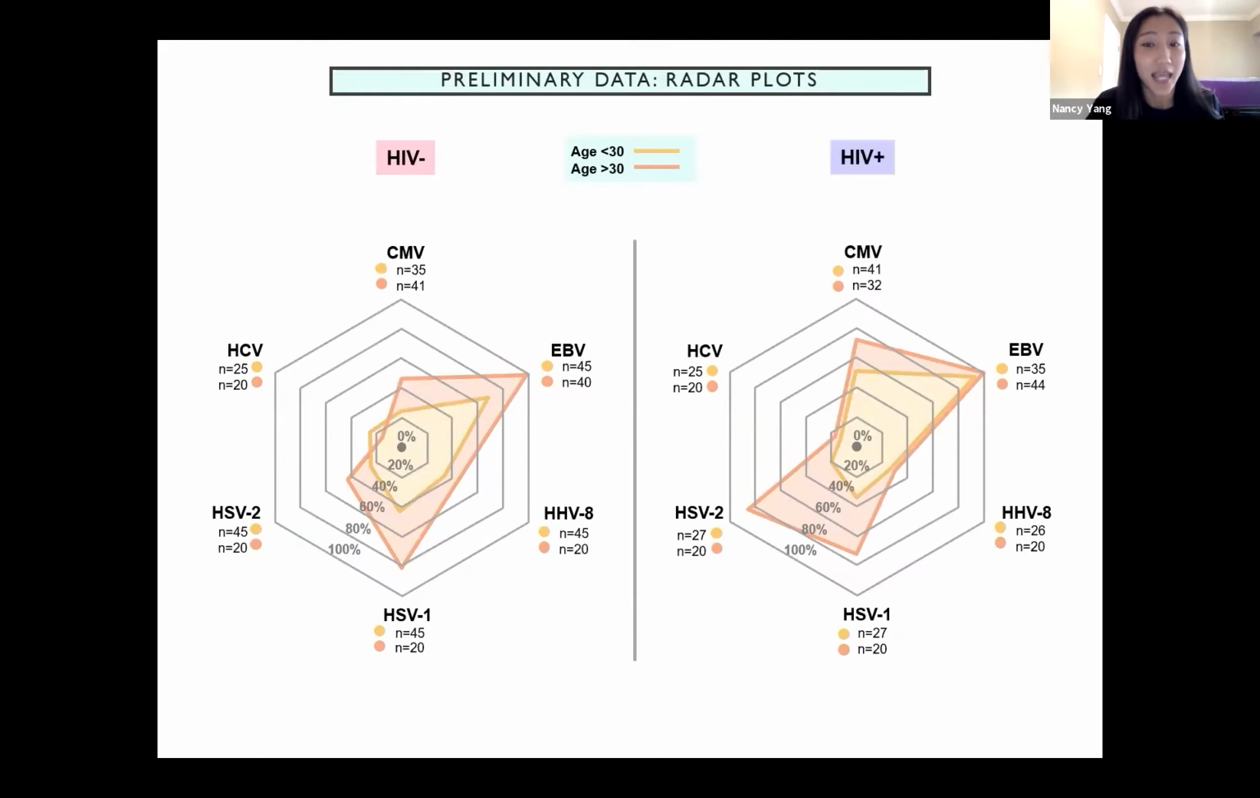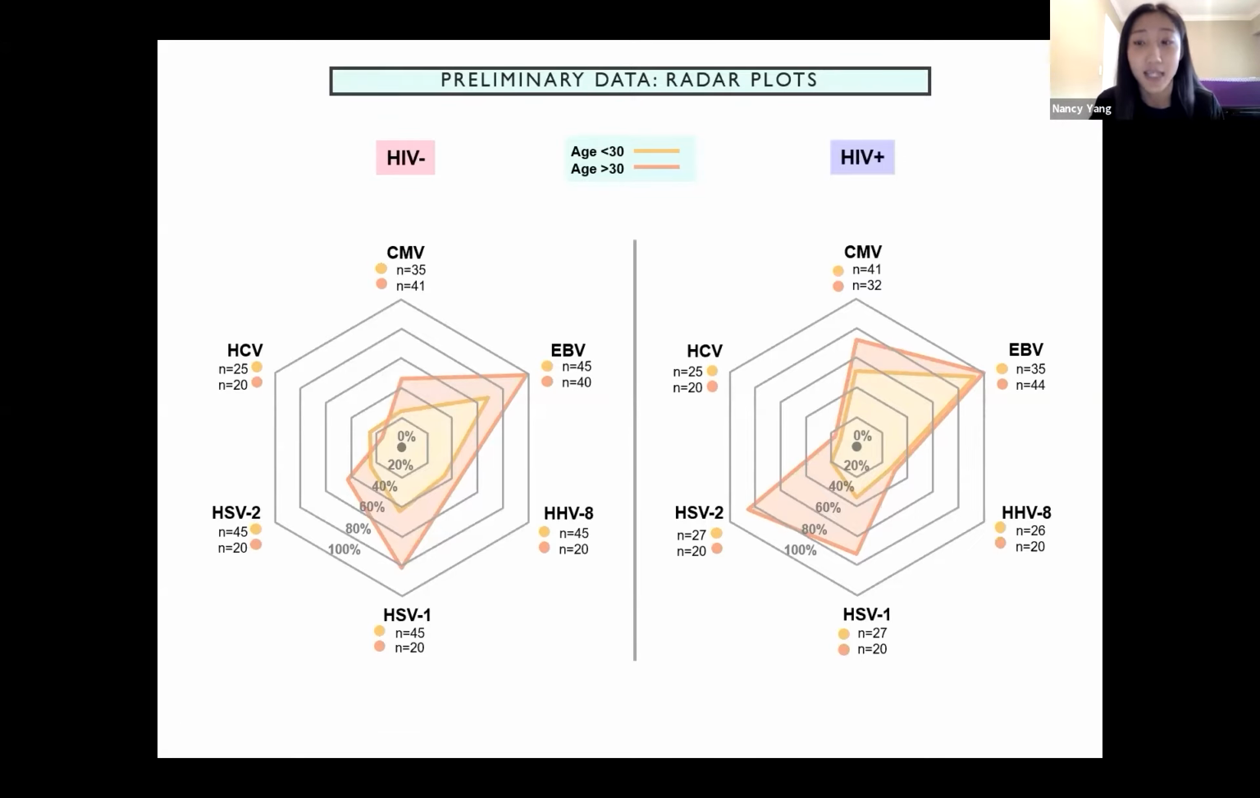So I will show you all today a few different visualizations of my preliminary data set addressing this aim, of which this is the first. Shown on this slide are 2 radar plots, or spider plots as they are called, depicting HIV negative participants on the left and HIV positive on the right. Each corner of the hexagon represents 1 virus, and each point is the percentage of participants who tested positive for that virus. So a higher infection prevalence takes you farther away from the center. The yellow shape are those under the age of 30, and orange are those over 30.